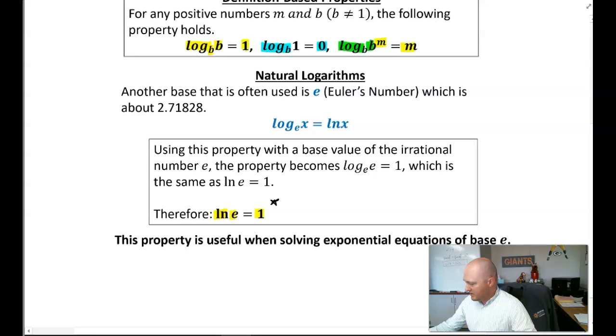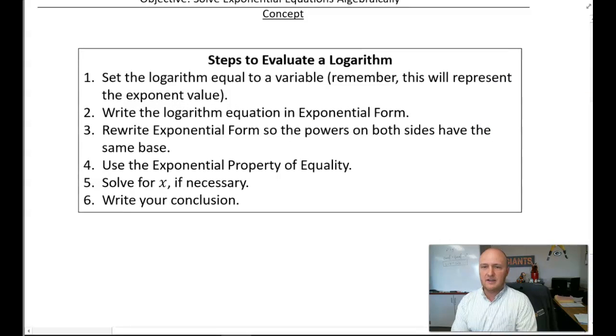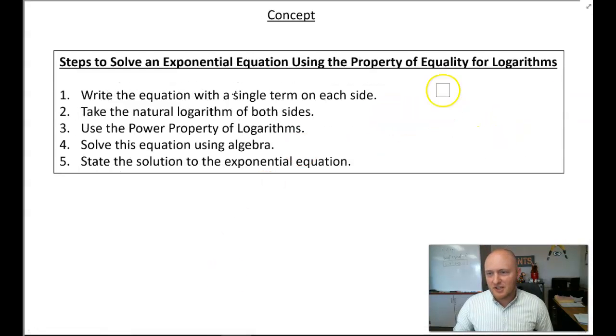So let's look at some steps in order to evaluate a logarithm. Oh, sorry, that was the wrong slide. Here are the correct steps. So this should be what you have in your notes. Here are the steps in order to solve an exponential equation using the property of equality. Step 1, write the equation with a single term. Step 2, take the natural log. Step 3, use the power property of logarithms. Step 4, solve the equation using algebra. And then step 5, state the solution.